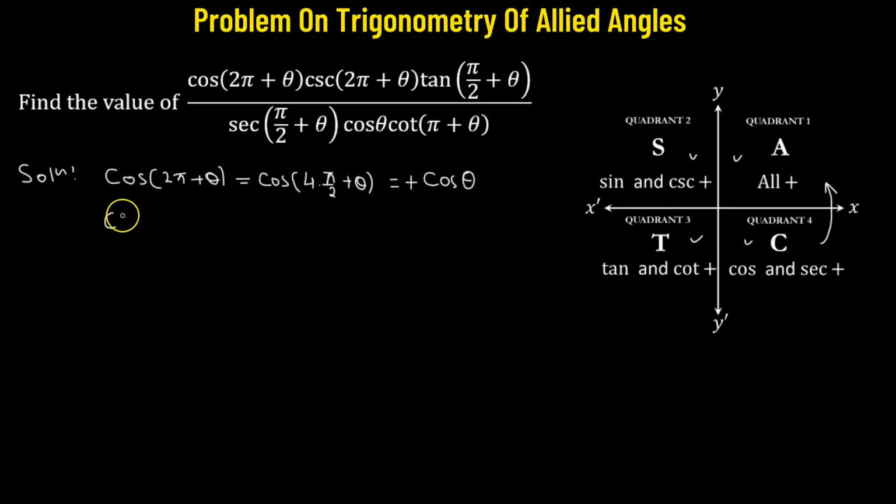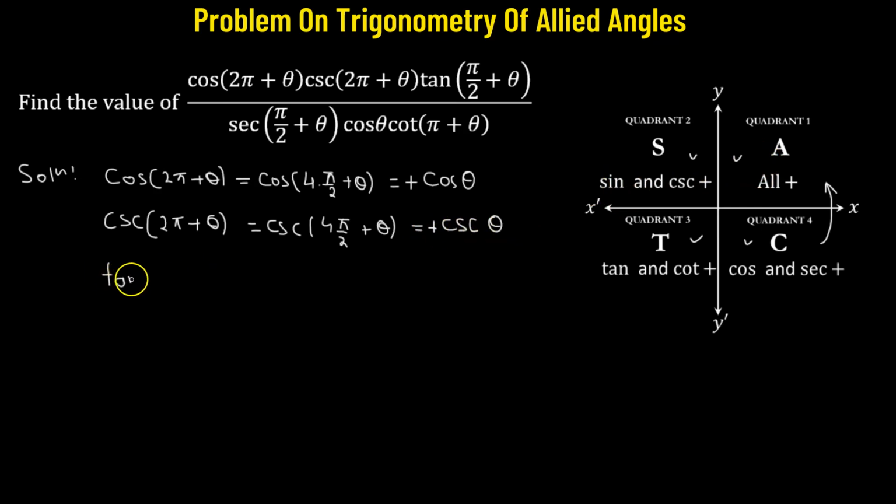So cosine of 2 pi plus theta has the same value as cosine of theta. Now let's try the second ratio. We have cosecant of 2 pi plus theta, and we can rewrite it as cosecant of 4 times pi over 2 plus theta. Now 4 being an even number, we have an even multiple of pi over 2, so cosecant is going to remain unchanged. We still get cosecant, but the new angle is going to be theta. Similarly, 4 times pi over 2 plus theta also lies in the first quadrant, and all trig functions are positive.